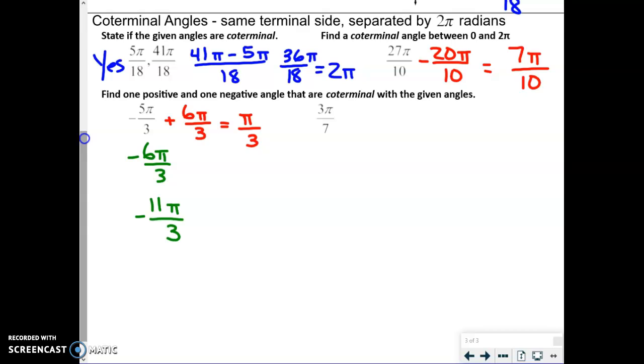For the other one, the 3/7, same exact thing, but instead of dealing with 6 pi over 3, because the denominator is 7, we have to figure out what our 2 pi would be in sevenths. And that's as simple as taking 2 times the denominator. So we're going to start by adding 14/7. 14/7 plus 3/7 would give us our first positive coterminal angle, which would be 17/7 pi. And for the other one, we'd simply have to subtract the same number, 14/7 pi. So 3 pi minus 14 pi would give us our answer of -11/7 pi.